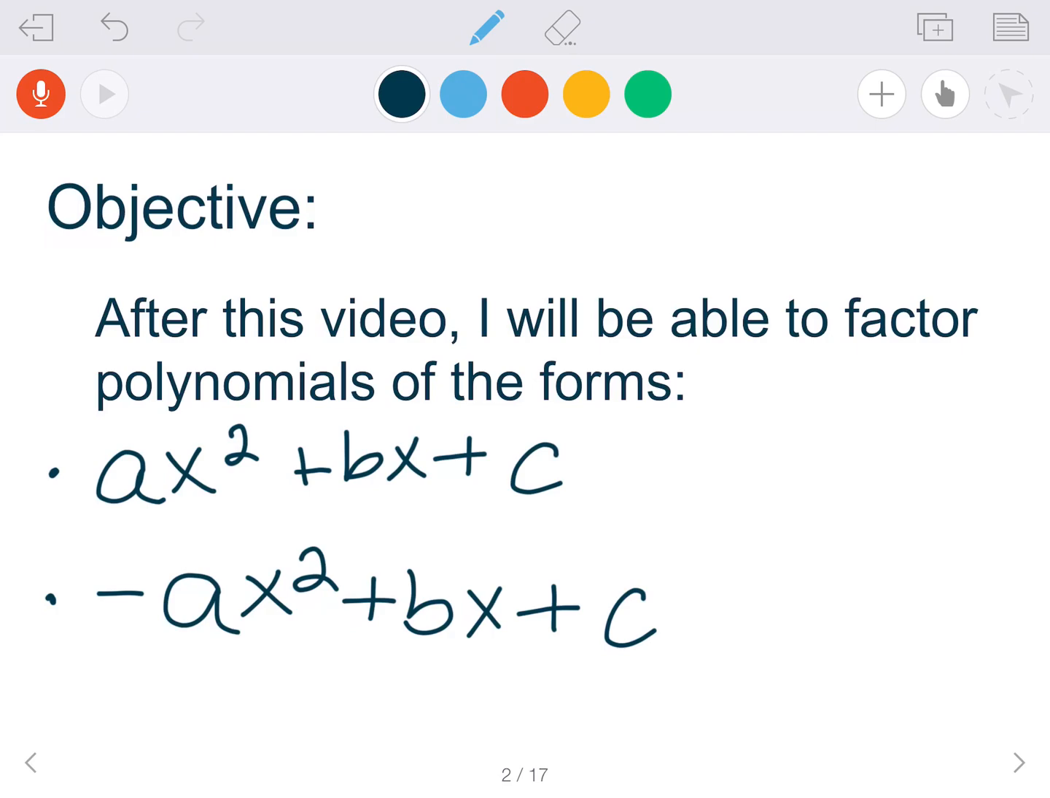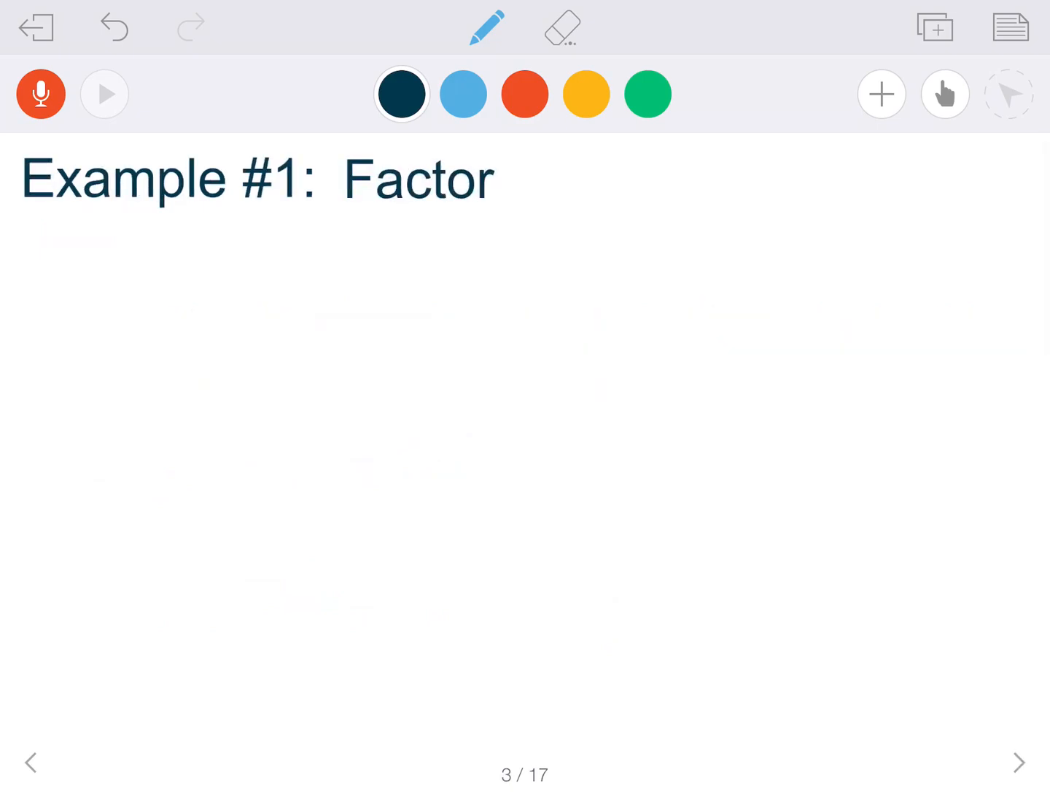Now, just as a heads up, in this video, we will be using greatest common factor, or GCF. So if you need a refresher, or if you're not sure how to find the greatest common factor of terms, please watch parts 1 and/or 2 of my GCF videos here on YouTube. So let's start with an example here.